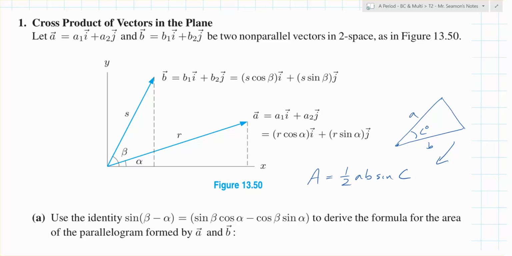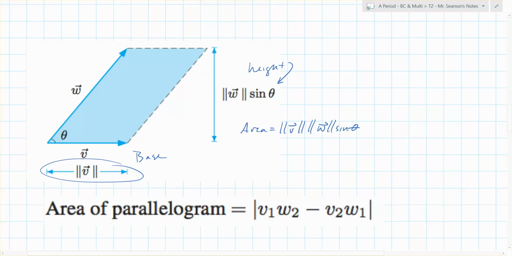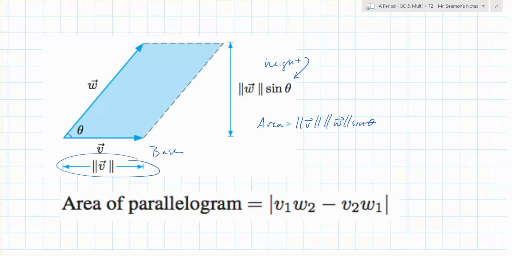But just remember, the area of a triangle is 1/2 AB sine C. So the area of a parallelogram is AB sine C. Use this, and you can prove the formula. But the key thing I want you to understand right now is that the formula exists, and that's what it is for 2 dimensions.